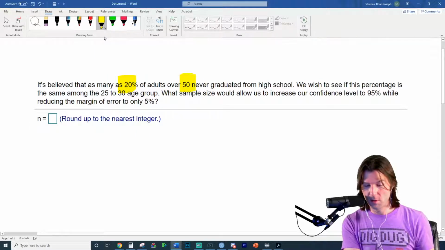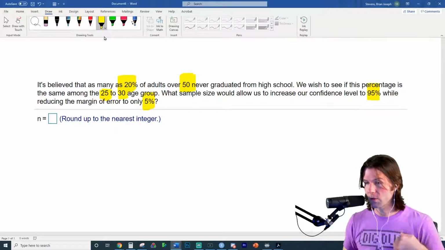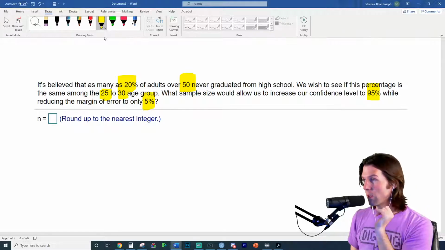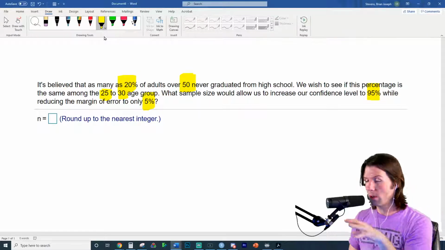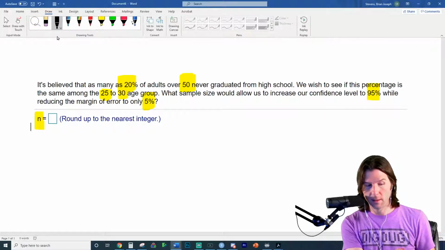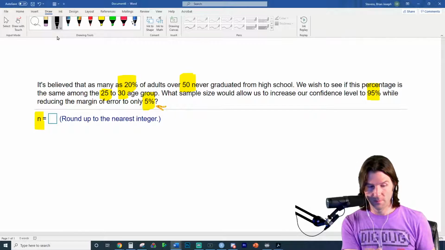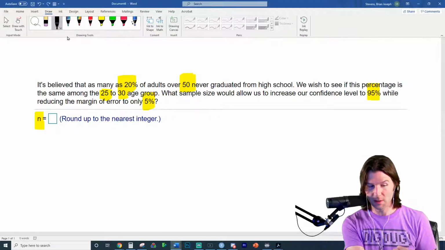Okay. So I would first start looking at all the numbers right here. Some of these numbers are not that important to us. So the numbers that are going to be important are going to be things like find n. That means we're going to solve for n. It gives us the margin of error right here. Here is the margin of error.